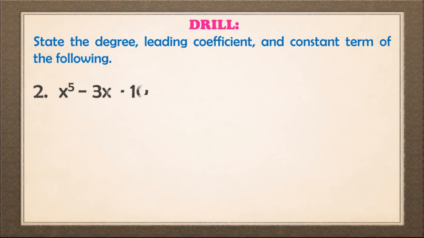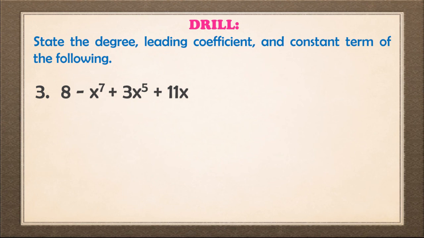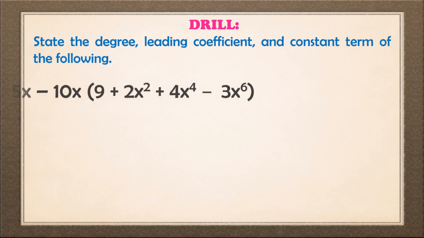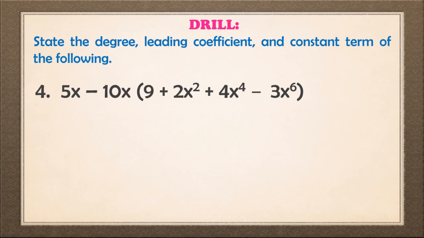Number 2, x to the fifth minus 3x minus 10. And number 3, 8 minus x to the seventh plus 3x to the fifth plus 11x. And number 4, 5x minus 10x times the quantity 9 plus 2x squared plus 4x to the fourth minus 3x to the sixth.